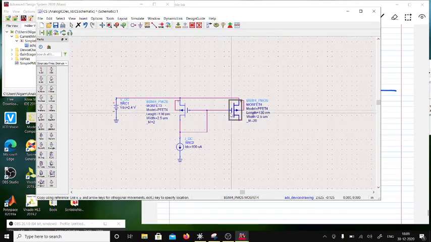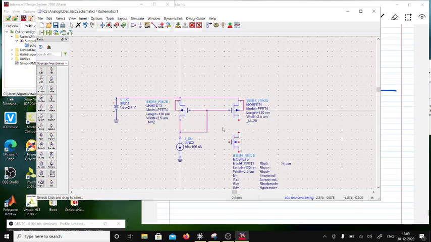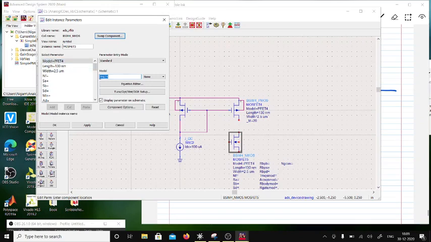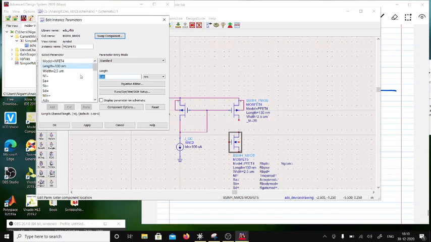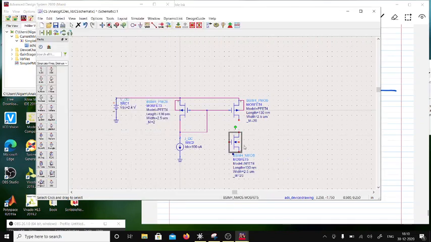So I'll just copy this one, flip this one, place it here, and change this to N, and then change the model to NFET4. And then I will display only what I want. I'll just display this, and then I'll display multiplicity. Apply. F5 for the text, so I'll come to this one.